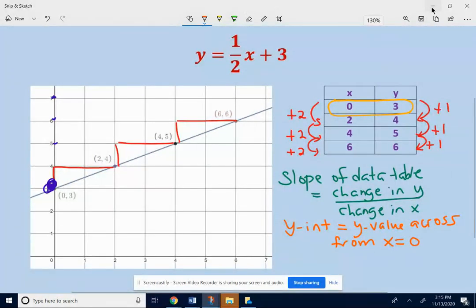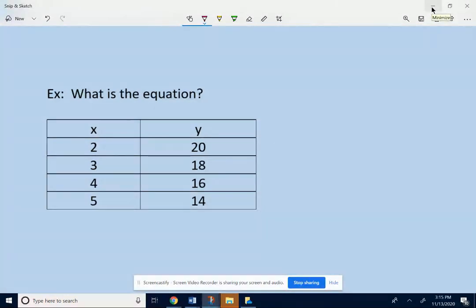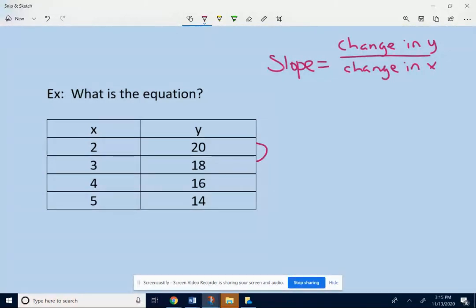Okay, let's do another example. I just want to know the equation of this data table. To find the equation of a data table, the slope is the change in y over the change in x's. What's happening with the y values? Notice they're going down 2 every time, from 20 to 18 to 16 to 14. Okay, the y change is -2.